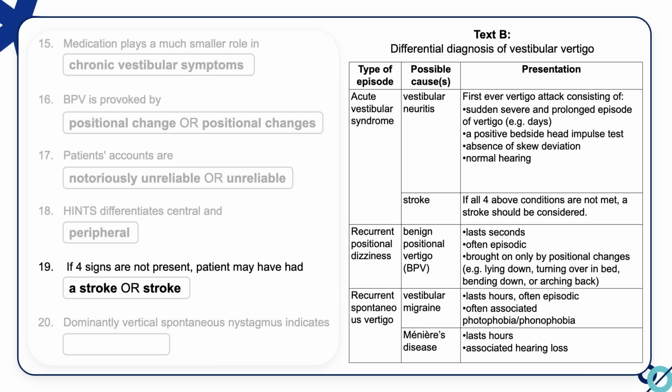In text B, the main columns list acute vestibular syndrome and vestibular neuritis. Candidates look down the presentation column and see symptoms like sudden severe episode or positive head impulse test. The correct answer is located in a conditional row spanning across the bottom of that section. If all 4 above conditions are not met, a stroke should be considered.